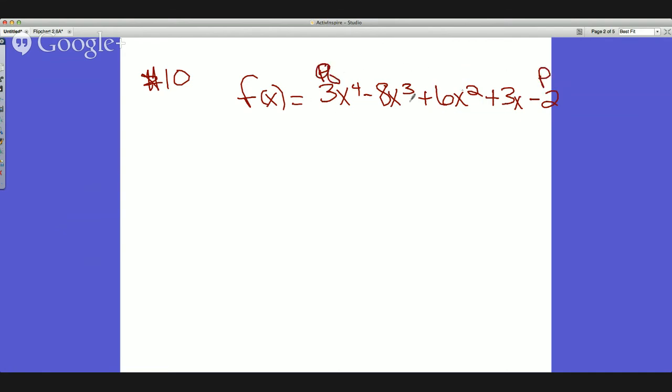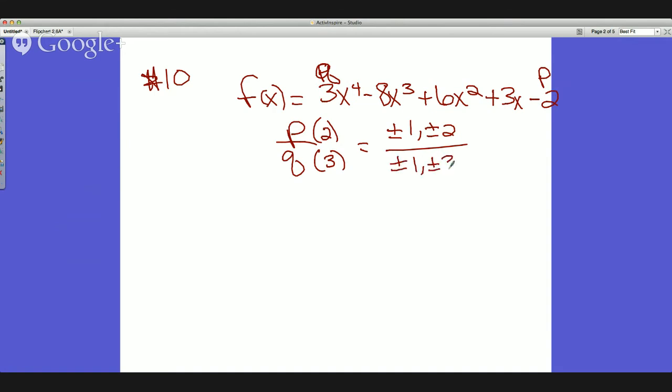All right. So right here, we've got our Q and P. We want to go P over Q. So our P is obviously 2. Again, we'll drop the sign because we'll do plus or minus with both. And with the Q, we'll put 3. So on P, we'll do plus or minus 1, plus or minus 2, where the Q would be plus or minus 1 and plus or minus 3.